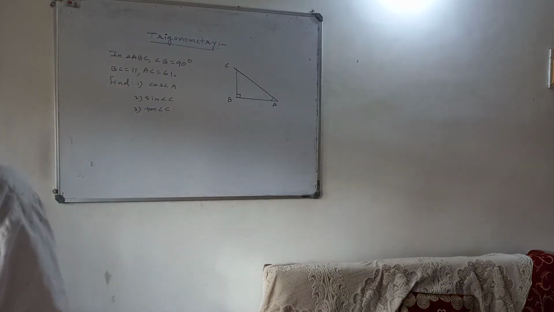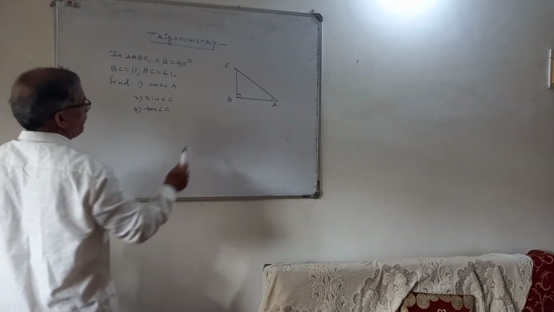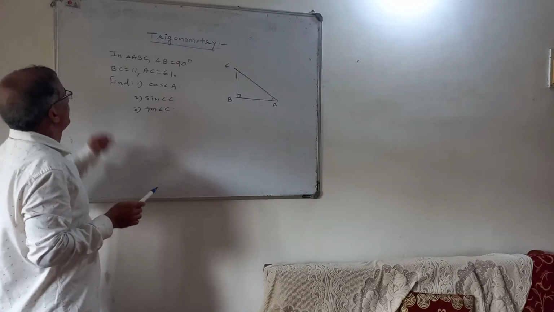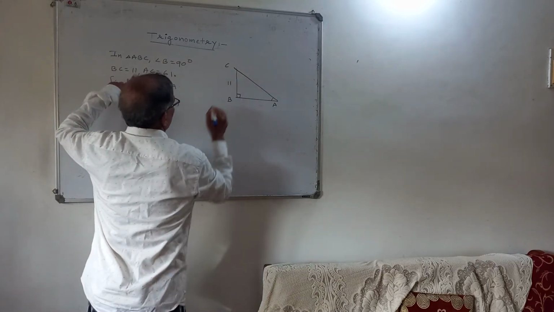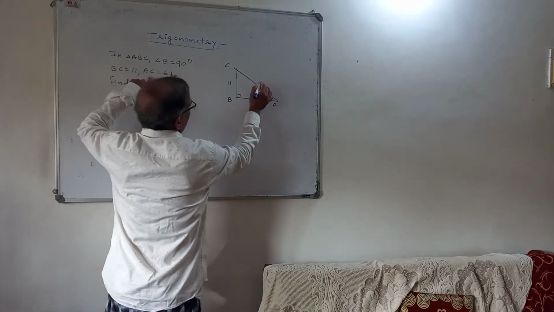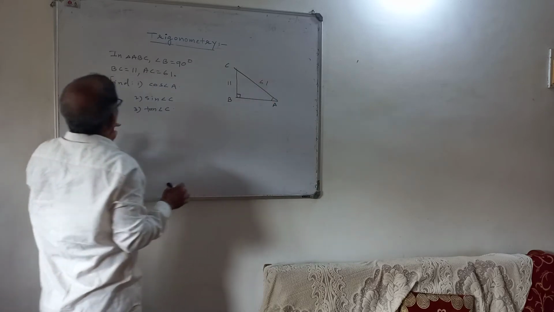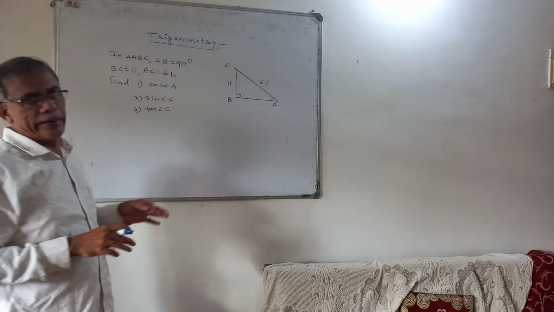Now listen here. In triangle ABC, angle B is 90, which means this is a right angle triangle. BC is 11, BC is 11, and AC is 61. Find cos A, which means a trigonometric ratio.